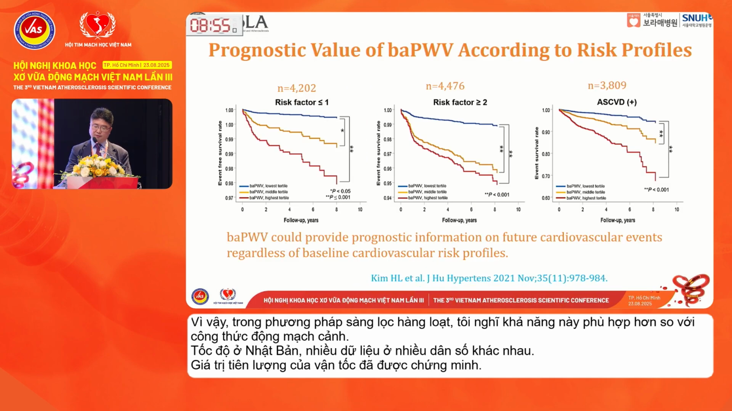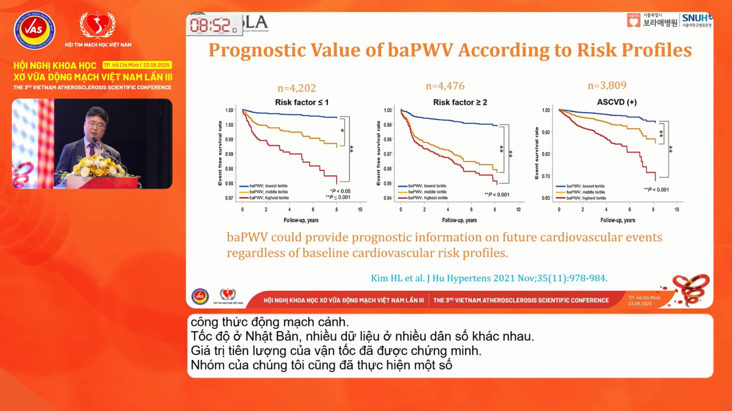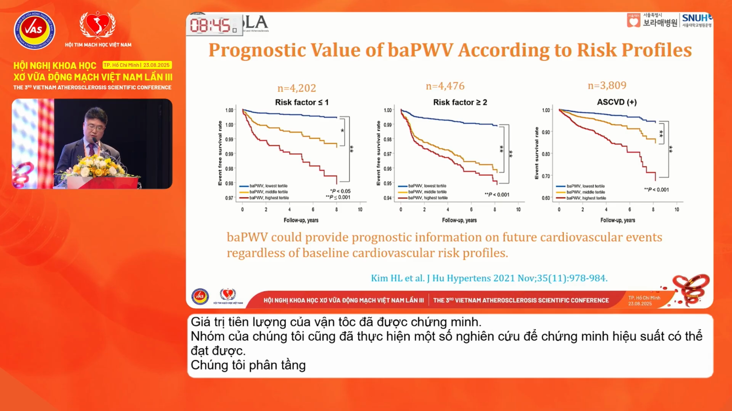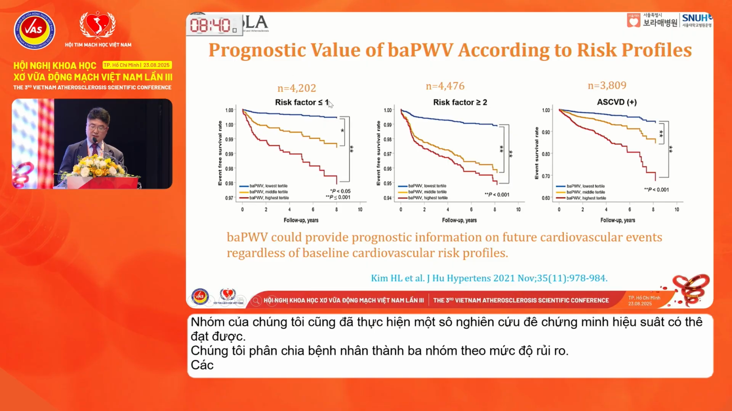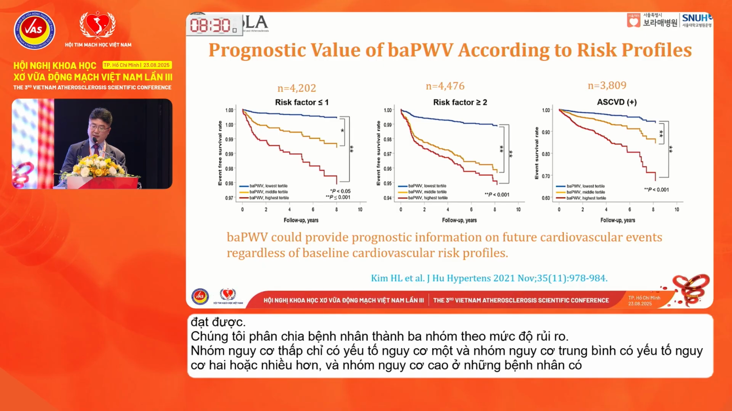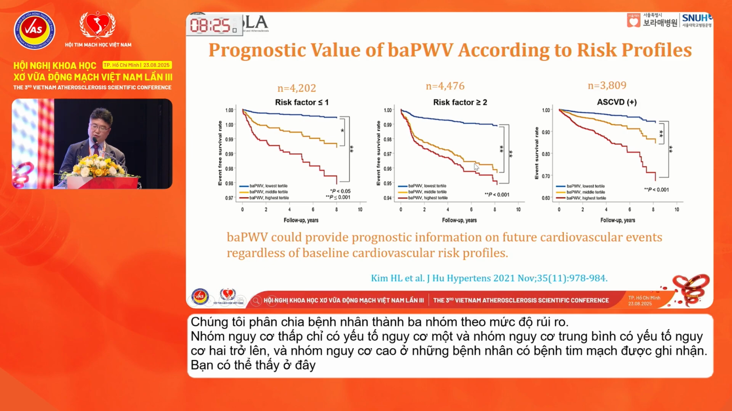Our group also performed several studies to show the prognostic value of brachial ankle pulse velocity. We stratified the patients into 3 groups according to their risk: the low risk group with only risk factor 1, the moderate risk group with risk factor 2 or more, and the high risk group with documented cardiovascular disease. You can see here brachial ankle pulse velocity was significant in the prediction of cardiovascular events.